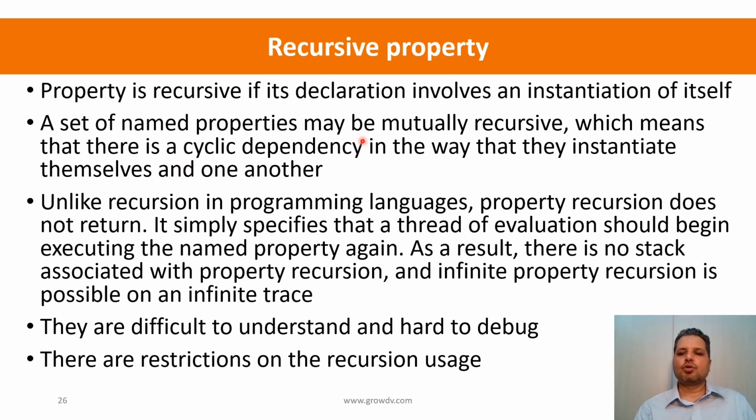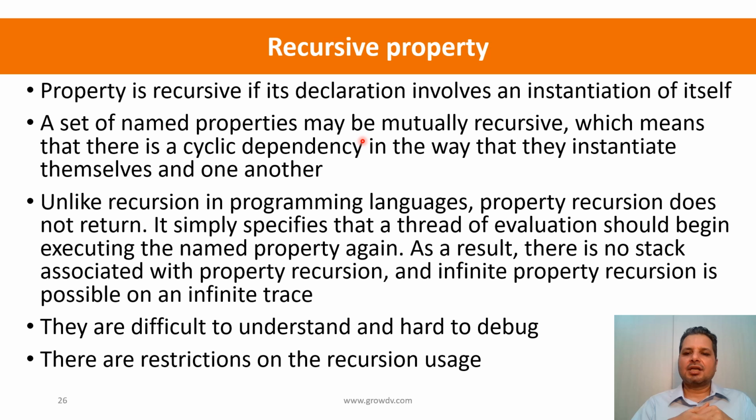And then there's a mutual recursion where a property A calls B, B calls A, and they have a cyclic dependency between them. In the procedural context, when you do recursion, you are calling a particular subroutine again and again, and there is a condition that you check in the recursive subroutine. When that condition is satisfied, you return from that subroutine, and the values are pushed on the stack, and based on those values you compute something and return back from that subroutine. So that's how procedural recursion works.